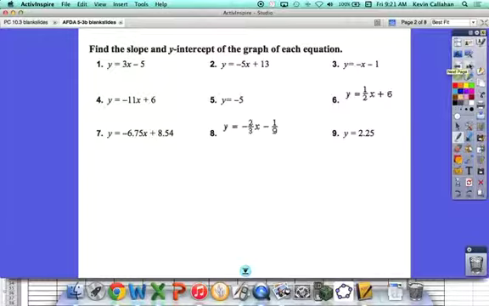Last time we did slope-intercept, but we're going to do it the next 2 days also. We just did a part of it, right? We just did the part where you have an equation which is solved for y. You ought to be able to identify the slope and the y-intercept. In number 1, what was the slope?